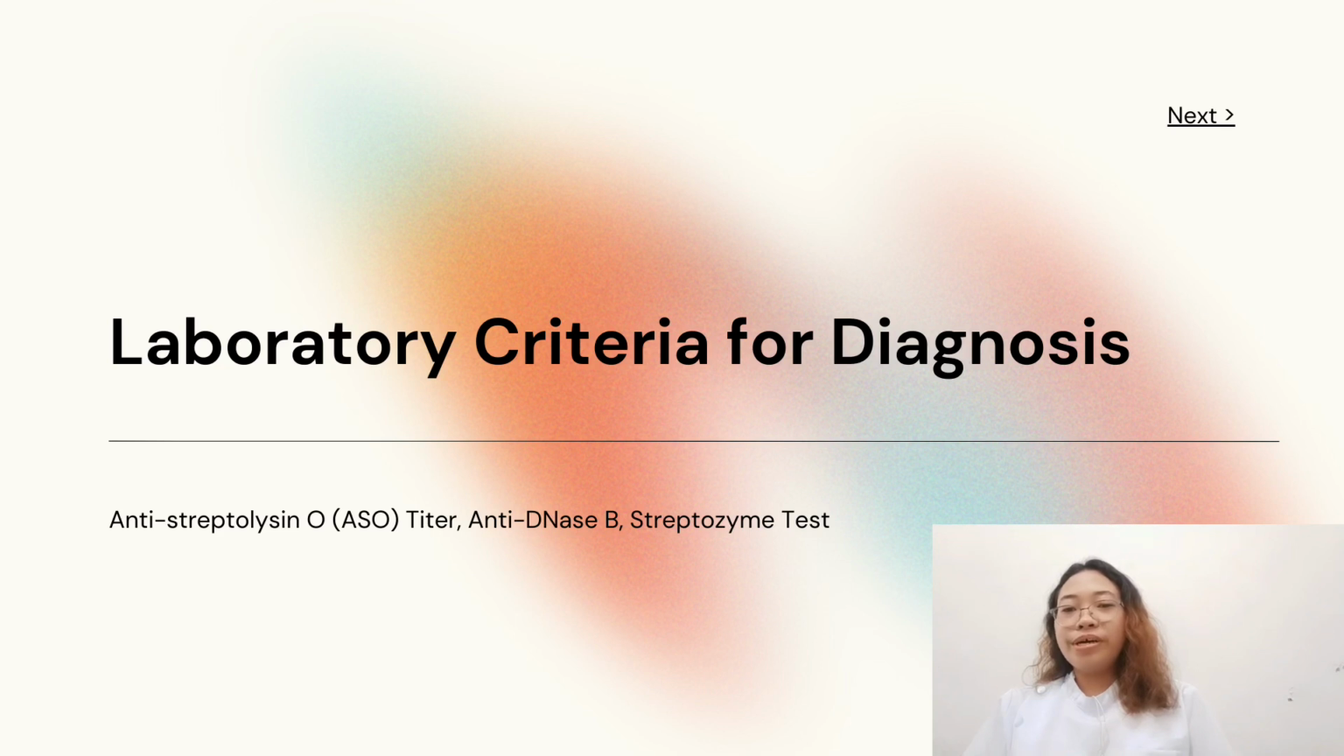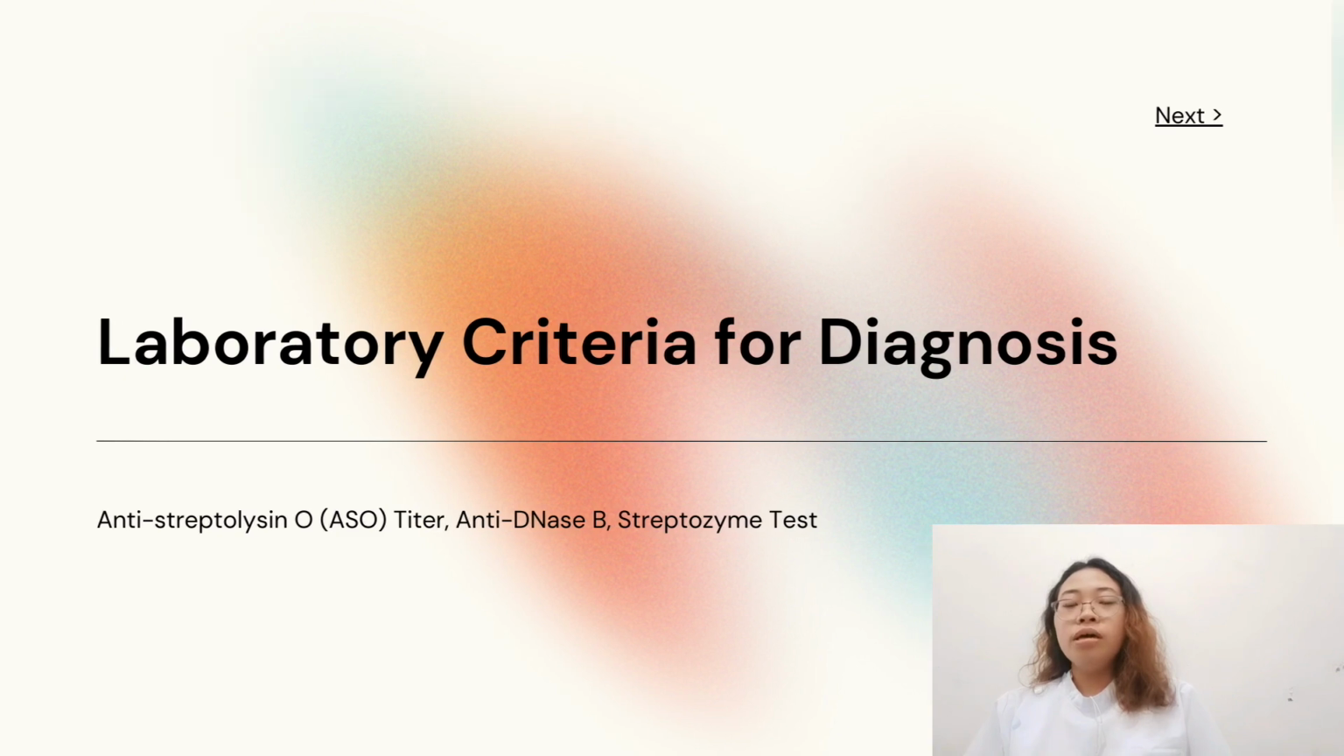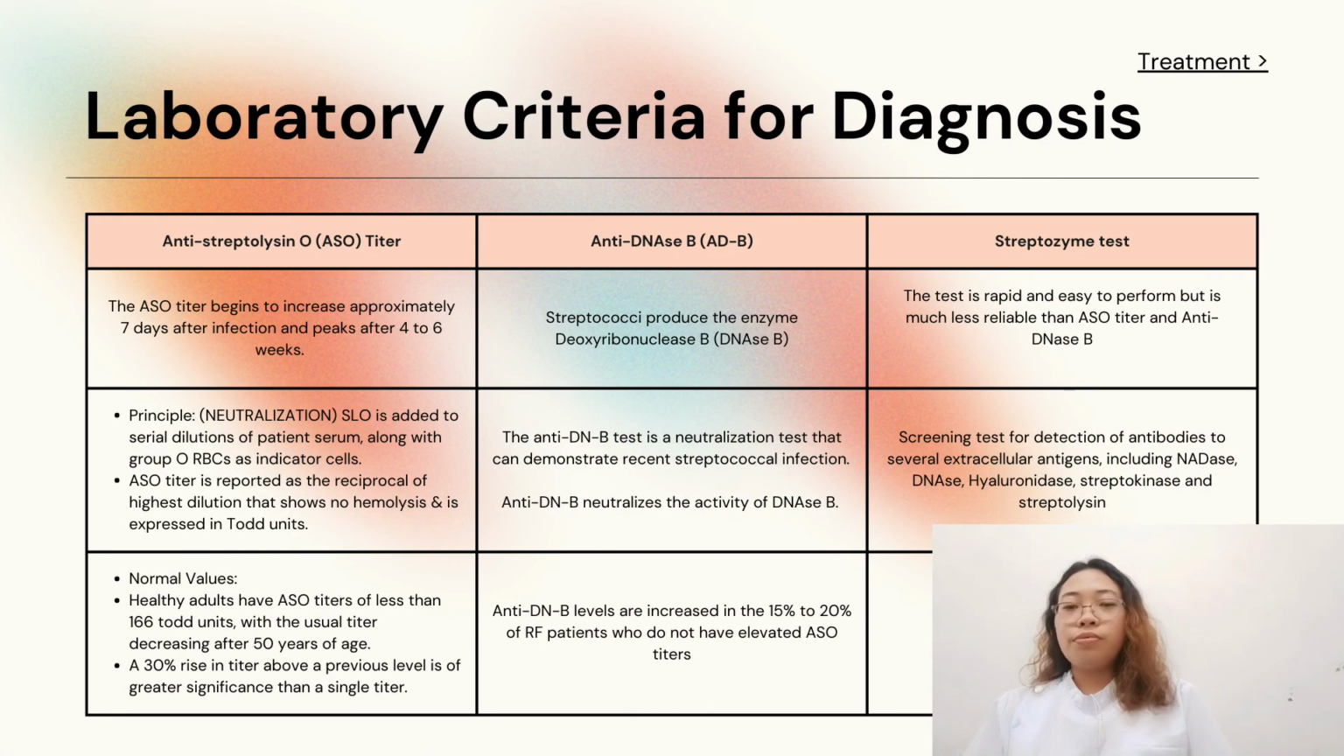Post-streptococcal glomerulonephritis can be determined if the patient recently had a Group A Streptococcus infection. Through this, laboratory diagnosis for detection of antibodies to extracellular antigens has been developed. These include anti-streptolysin O, ASO titer, anti-DNase B test, and streptozyme test. First, the anti-streptolysin O ASO titer is a blood test to measure antibodies against streptolysin O, a substance produced by Group A Streptococcus bacteria. Its principle is neutralization.